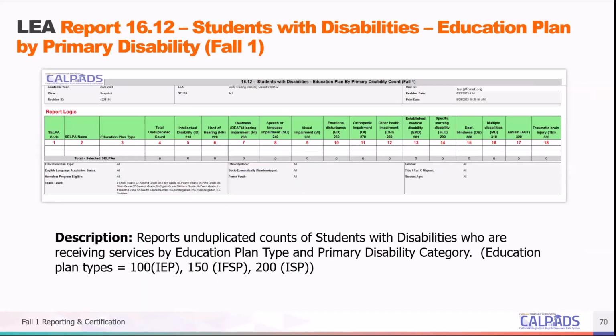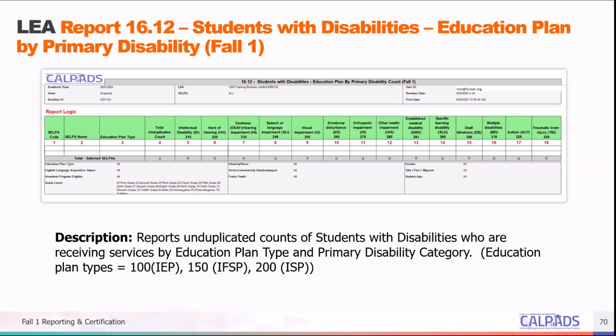So our special education reports, the 16 series, we'll start with 16.12, students with disabilities education plan by primary disability. At the top, these are the different disability categories for which a student could be eligible for special education. Then column 3 would be the education plan type. All of these students are going to be on an active plan. For fall 1, we're only looking at students on active plans. So column 3 will always be populated and it will always be an IEP 100, an IFSP 150, or an ISP 200, which are those students in private school.